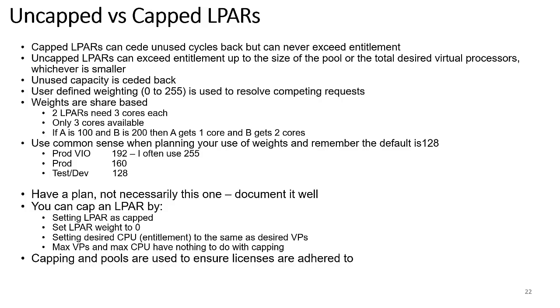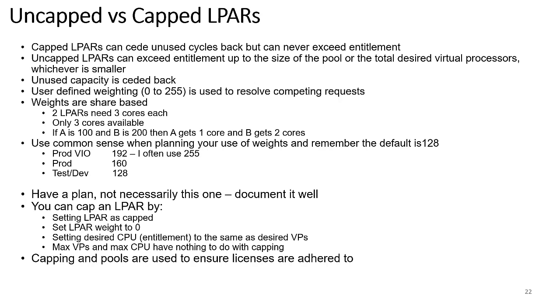Now, LPARs can be capped or uncapped. When you're in the shared processor pool, there's several ways that you can cap an LPAR. A capped LPAR can cede unused cycles back, but it can never exceed its entitlement. So basically, whatever you set for the entitlement is the maximum that LPAR can use. There's a number of reasons why people cap LPARs. Sometimes they cap them because the software that they use looks at the maximum setting and looks at whether or not they're capped, and they will charge for the maximum number of processors they can get away with charging for.